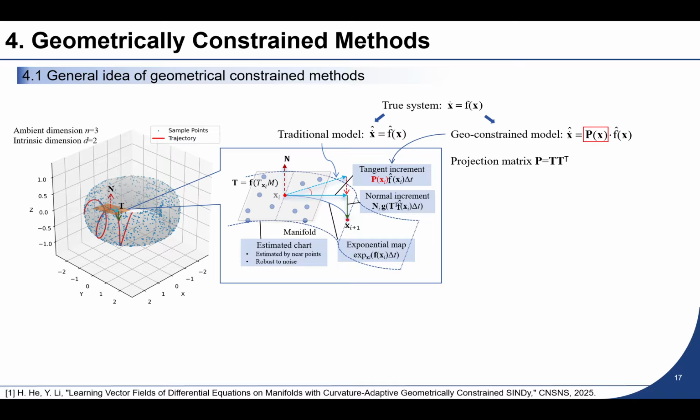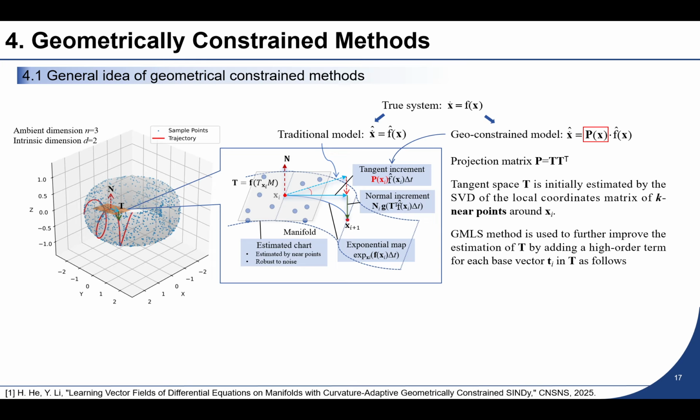The projection matrix is defined as P equal to T times T transpose. Here, the tangent space T is first estimated using local SVD of the neighborhood around each data point. This provides a first-order approximation of the manifold geometry. To further improve accuracy and robustness, especially under noise, we employ the GMLS method to refine the tangent basis by incorporating high-order local information, as shown in the figure.